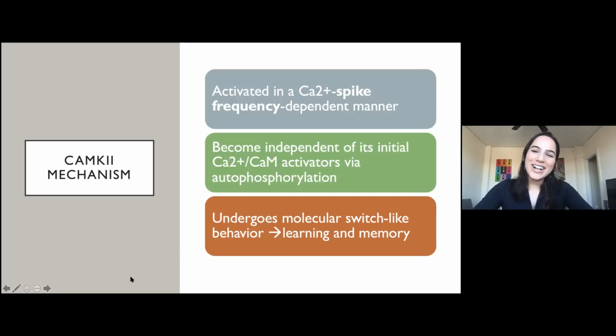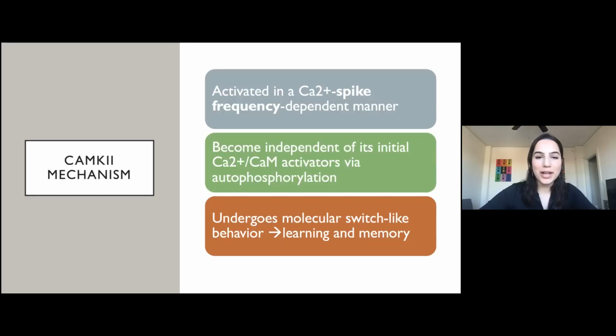So this kinase is activated dependent on calcium spikes. So the frequency of calcium spikes in cells activates this kinase, which is really powerful. It's one of the powerful calcium sensors within many of our cells, specifically in the heart and the brain. So it can become independent of this initial calcium activation via a second mechanism of autophosphorylation.